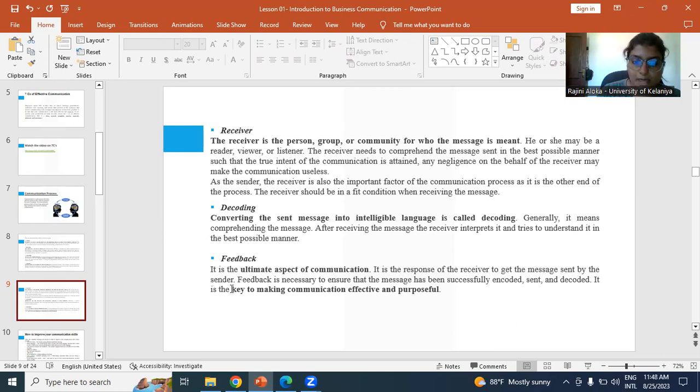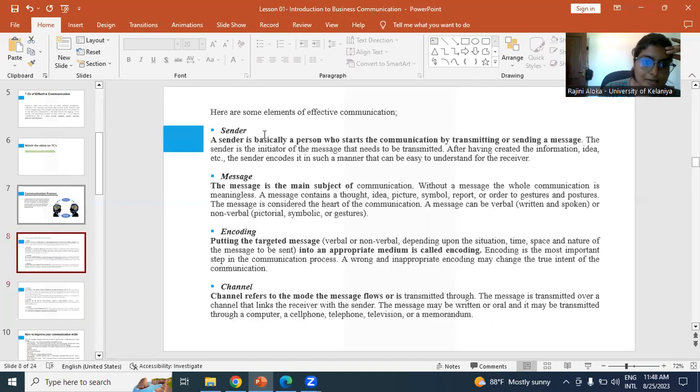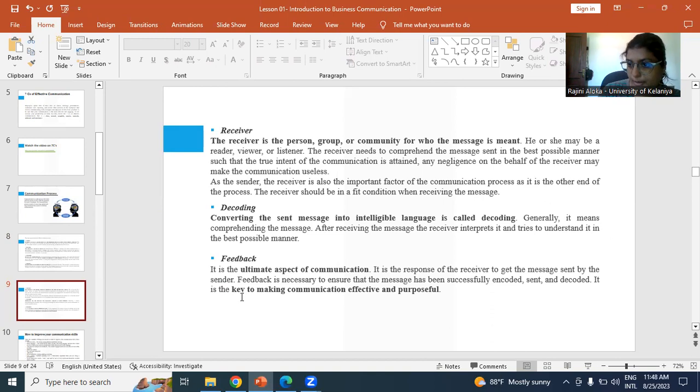Then comes the feedback. It is the ultimate aspect of communication. It is the response of the receiver to the message sent by the sender. Feedback is necessary to ensure that the message has been successfully encoded, sent, and decoded. It is the key to making communication effective and purposeful. Okay, so this is basically the communication process. We have sender, message, encoding, channel, receiver, decoding, feedback.